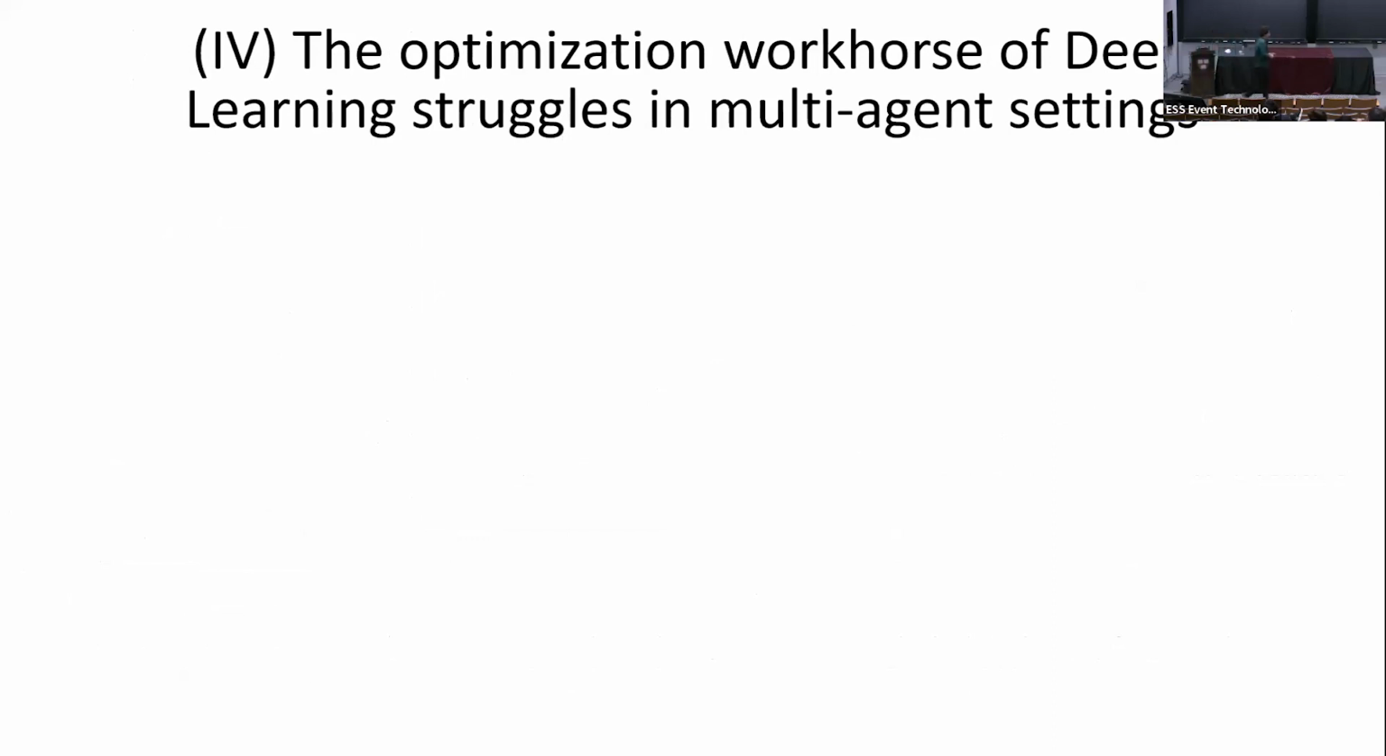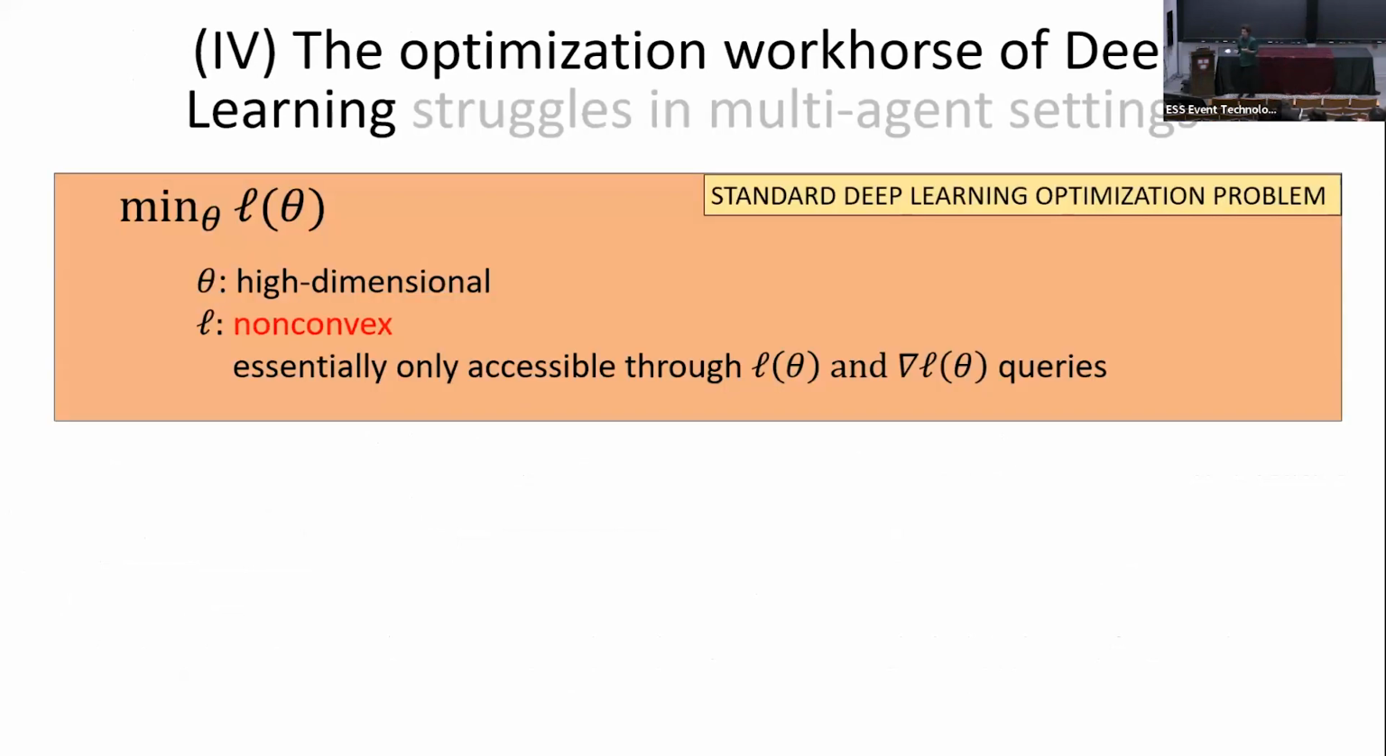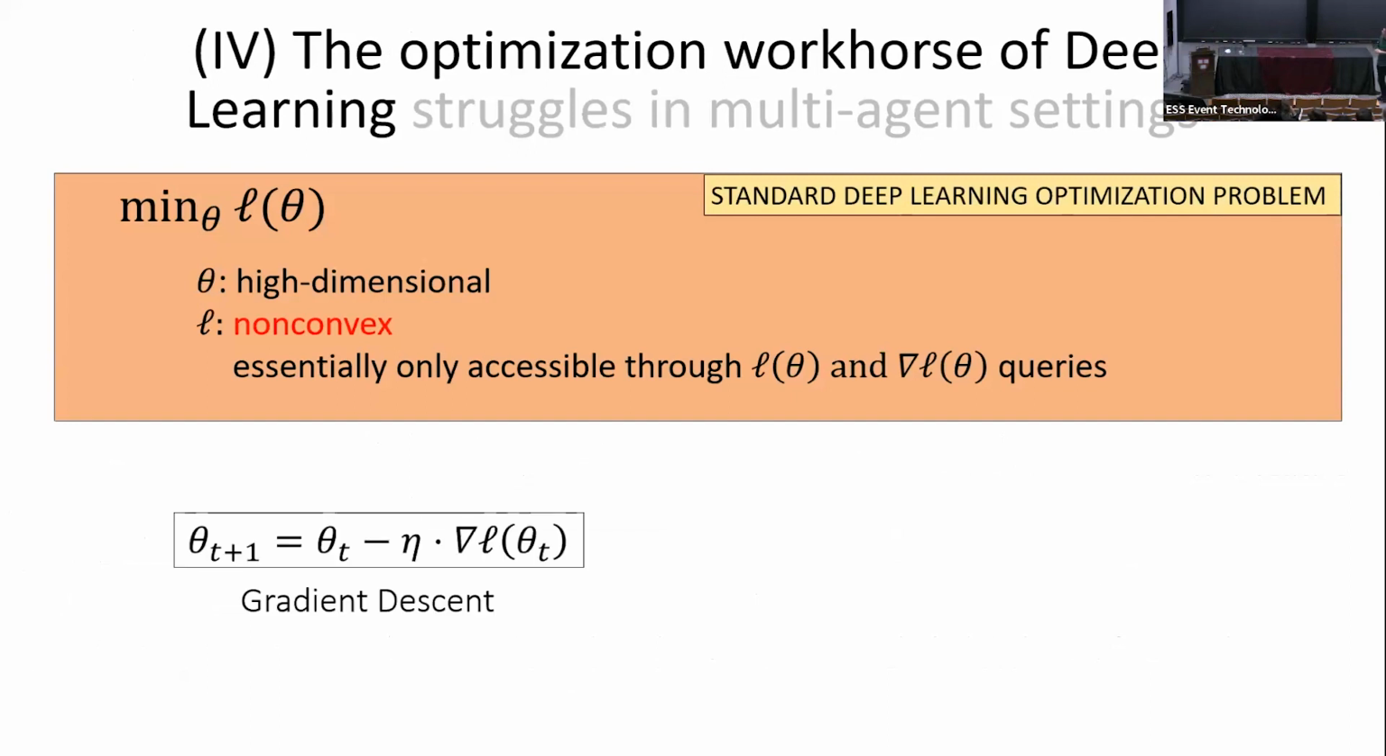Fourth and more technical caveat is that the optimization workhorse of deep learning fails in multi-agent settings. So what is the optimization workhorse of deep learning? It is to pose a learning estimation problem as a minimization problem involving a non-convex function, and to try to minimize this function using a very simple algorithm that in particular only accesses the loss function with first order queries.